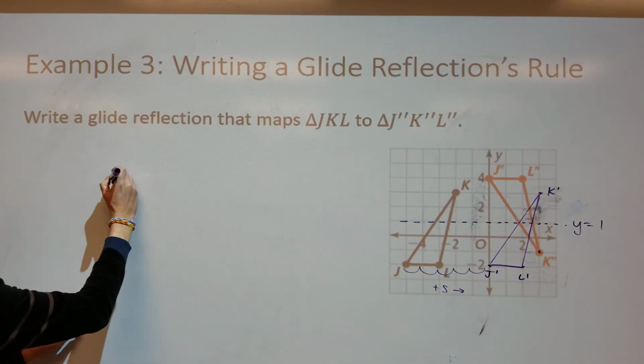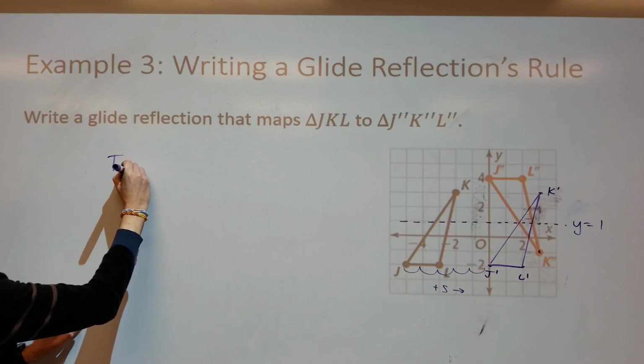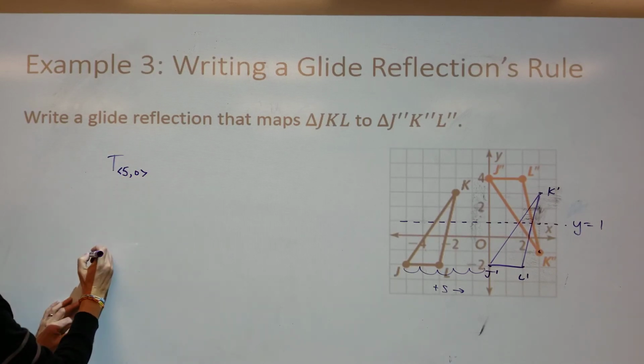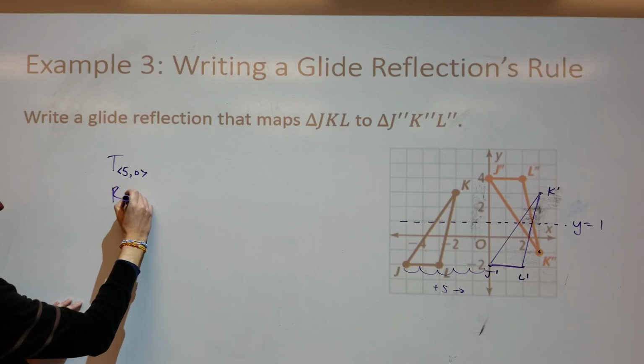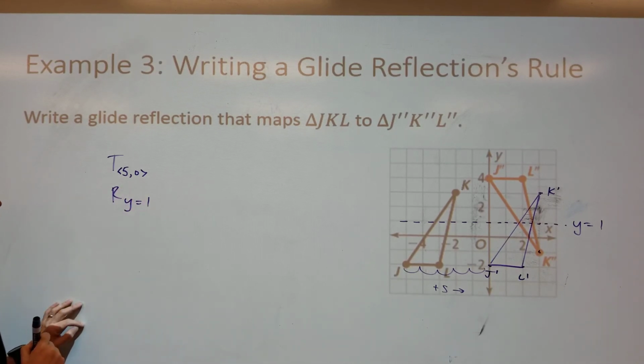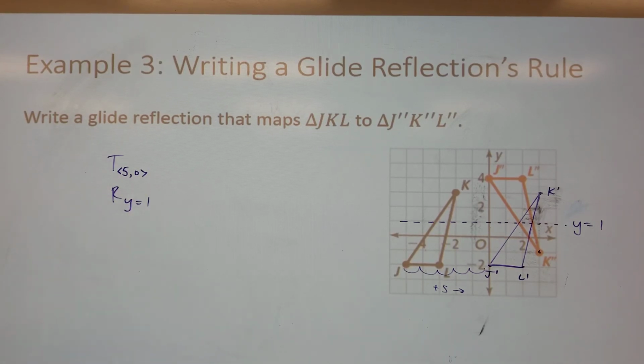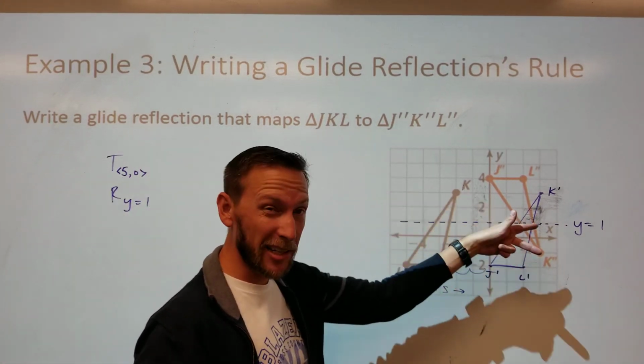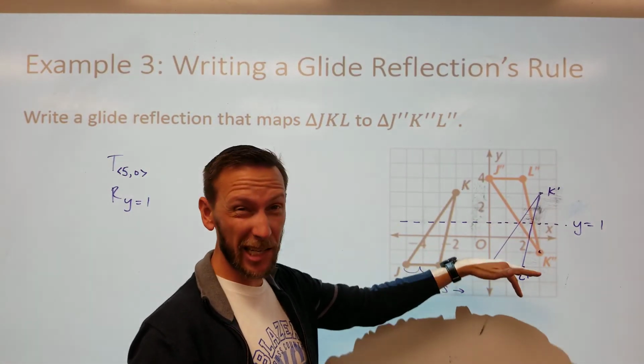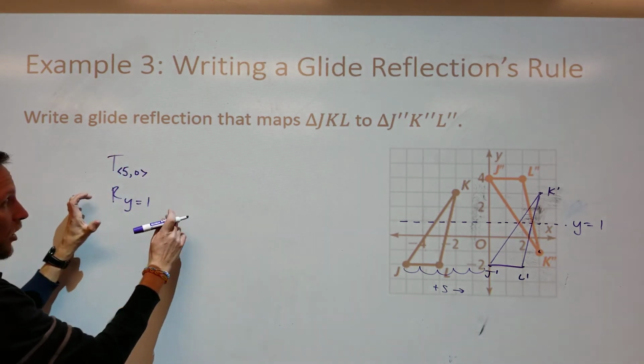So this is doing 2 things. It's a translation 5 to the right, 0 up and down, and then it's a reflection over the line y equals 1. So how do we want to organize those? Well, we just said a couple slides ago that the order doesn't really matter. If I flip it and then slide it, that's going to give me the same thing as if I slide it and then flip it. So it doesn't matter what order you write these in.